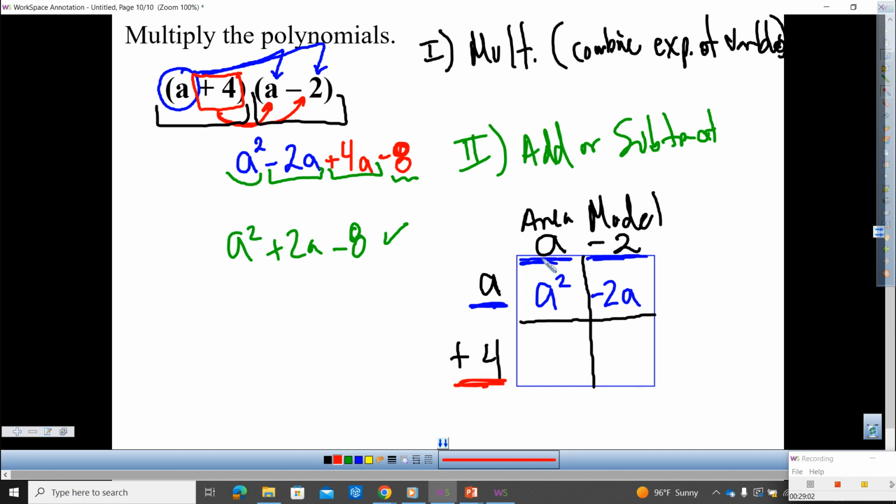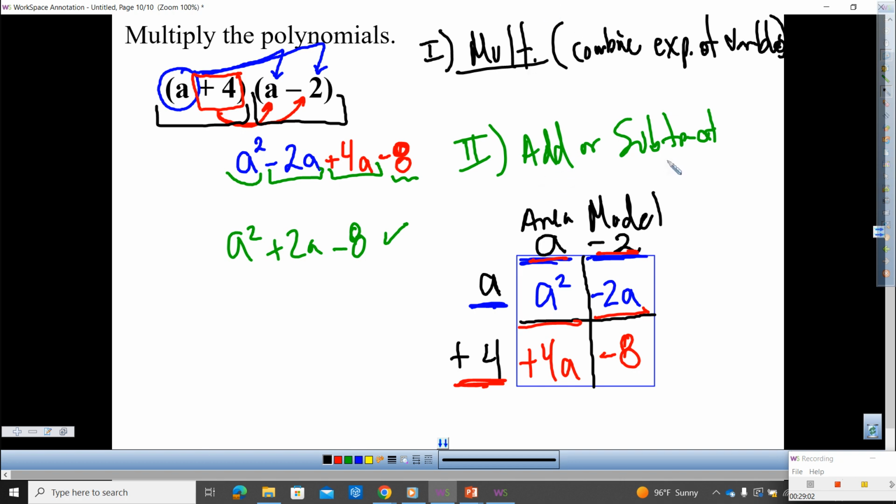And I'm going to do the same thing to both of these values because these are the measurements right here, yes? So what is 4 times A? Positive 4A. What is positive 4 times negative 2? Negative 8. What we just did is what? What was step 1? We just multiplied. We're done with multiplication. Are we there? Now we're going to do what?